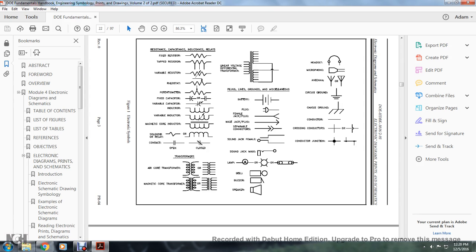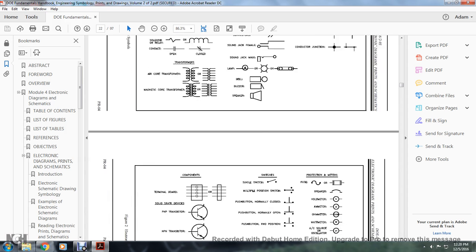Circuit ground breaker is a perpendicular line with lines drawn in a triangular form down. Chassis ground is like three ways into one. A conductor is a straight line. A crossing conductor is perpendicular, or jumped over the perpendicular. Conductor junction shows a connection between the perpendicular lines, or on the extension lines.